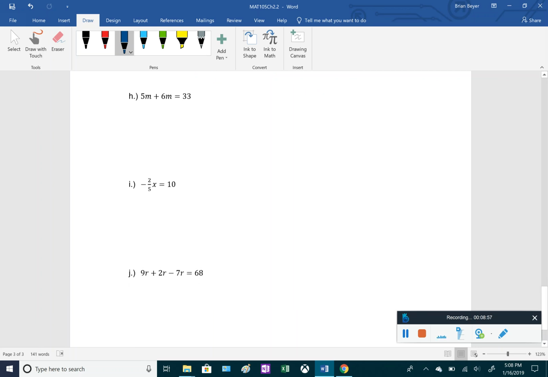And then the last couple here, we have 5m plus 6m equals 33. So we need to combine like terms. So we have 5m plus 6m, that's going to give us 11m equals 33. So 11 times m equals 33. So 11 times what equals 33? So divide both sides by 11. m equals 33 over 11. So that's m equals 3.